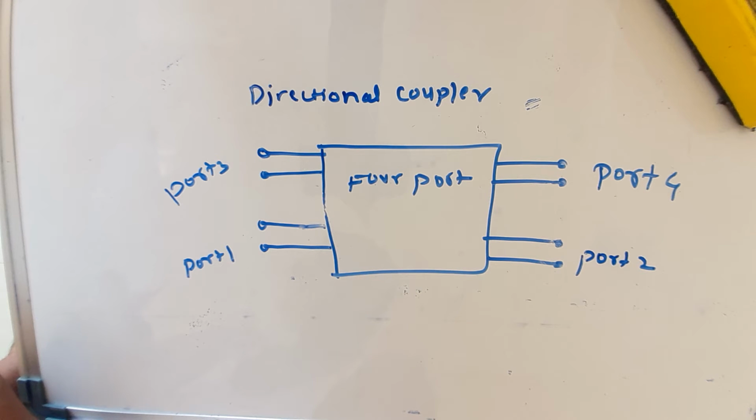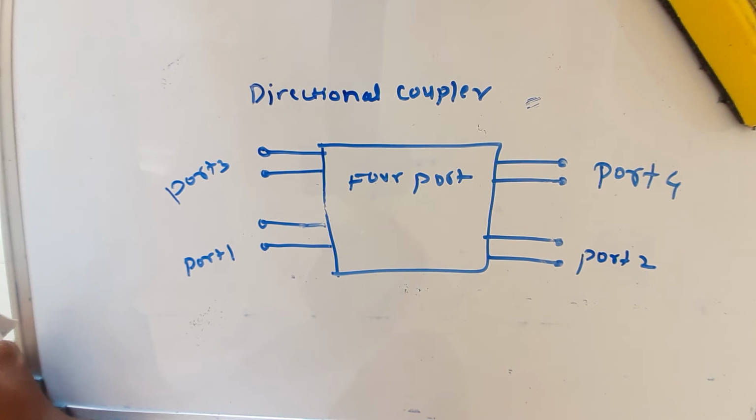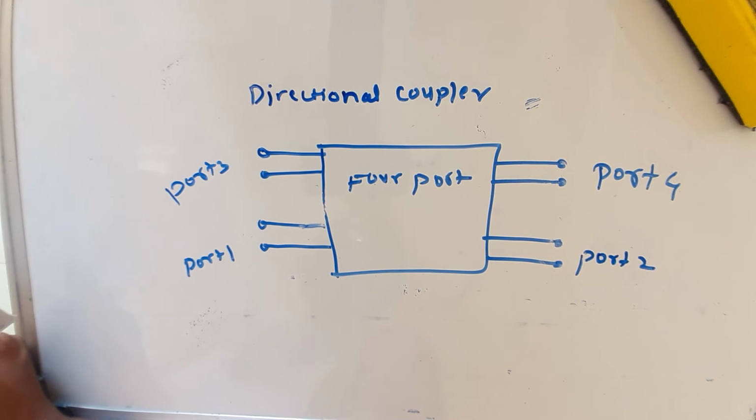Again, it is an electrical component with four ports. One port is isolated from the input port. A directional coupler is a device that samples a small amount of microwave power for measurement purposes. The power measurements include incident power, reflected power, VSWR, that is voltage standing wave ratio values, etc.